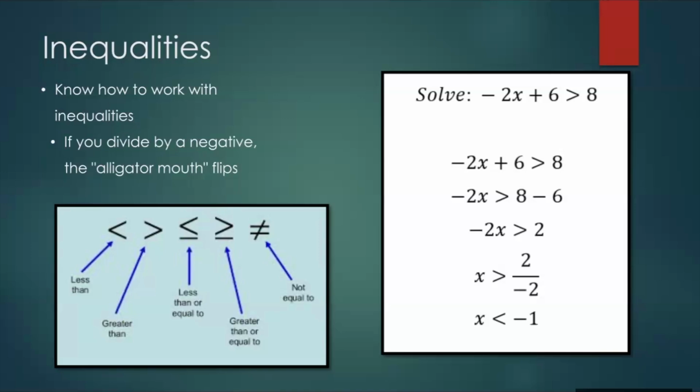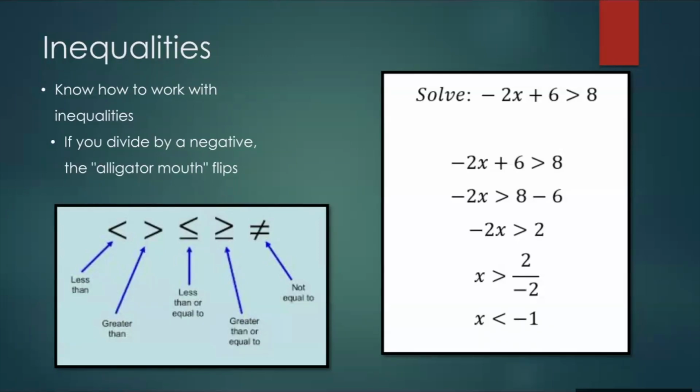However, it means greater than or equal to because there's a line underneath it. Now, the last symbol looks like an equal sign with a line through it, right? Which is exactly what it is. That means not equal to. Alrighty? So now on the right-hand side, we actually see an inequality that needs to be solved for that variable.